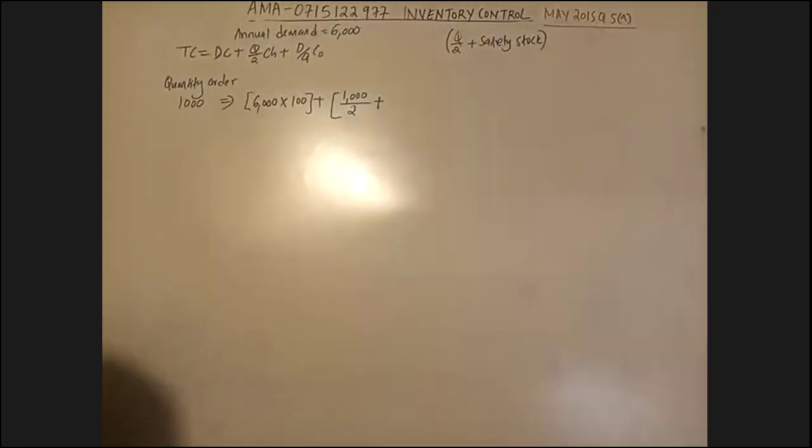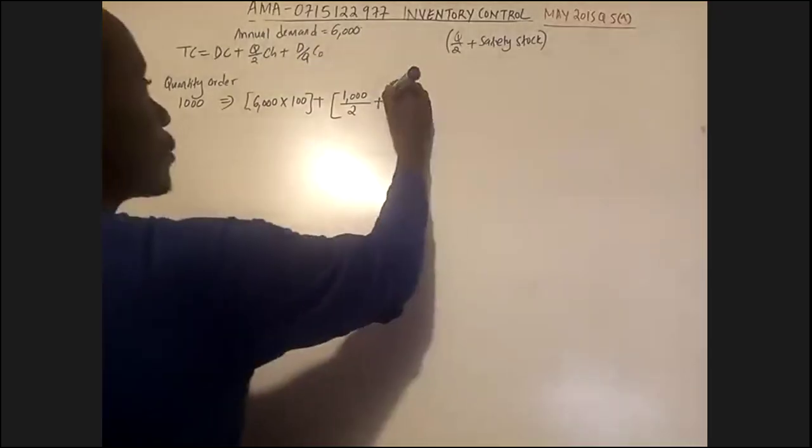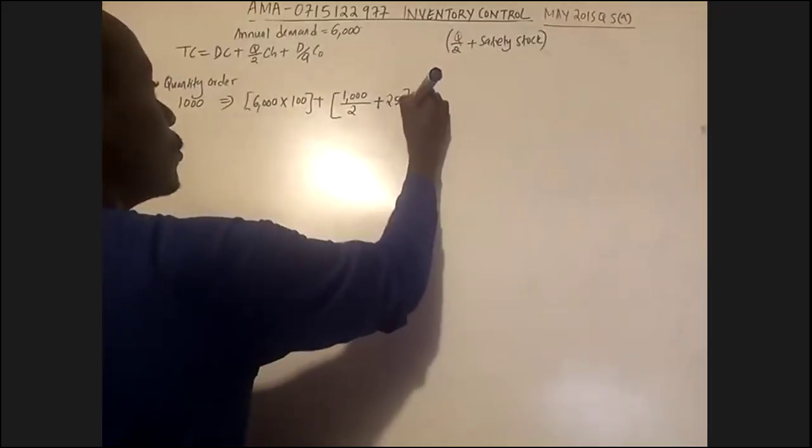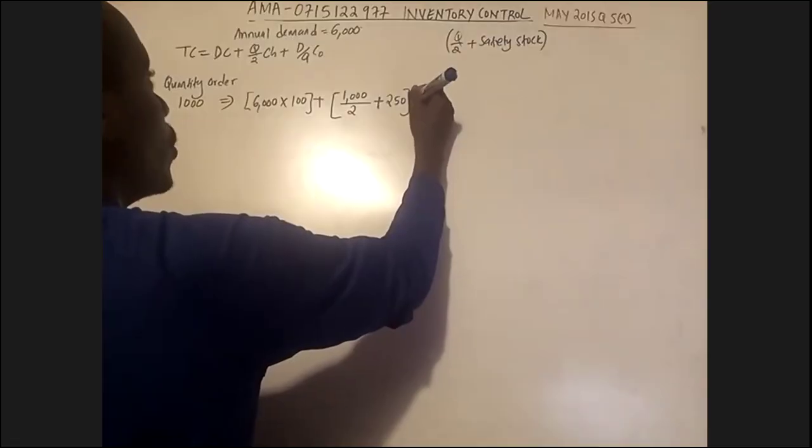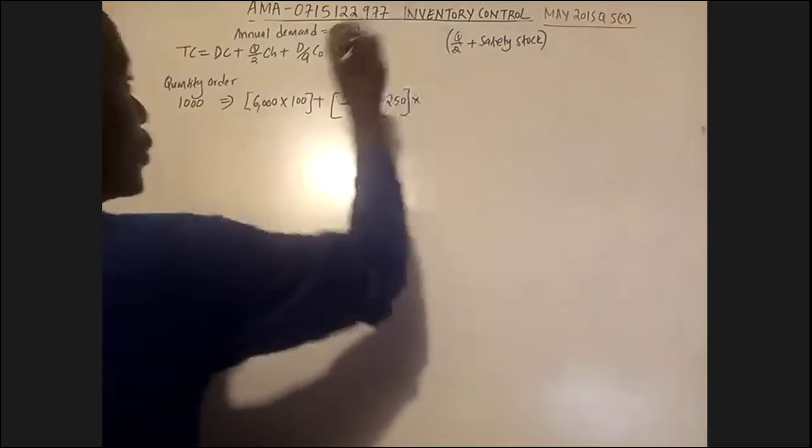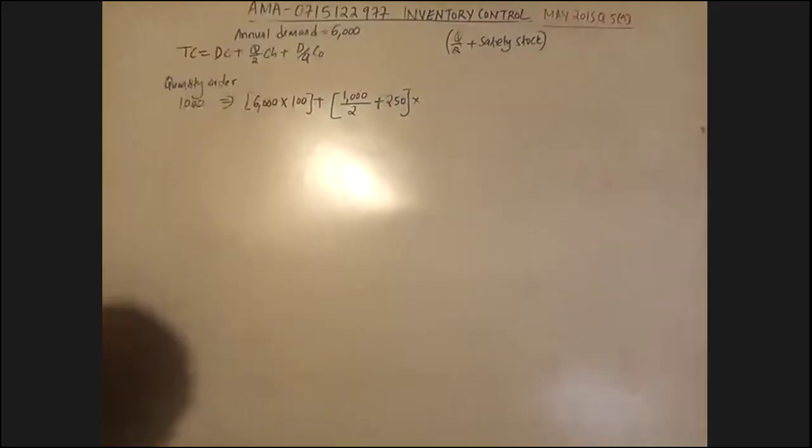Now we have information number 5 of 250 kg. Remember it's in kg, 250 kg. Now times, we need to times our CH. Now our CH, information number 2.